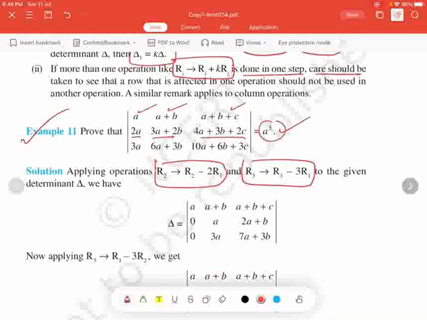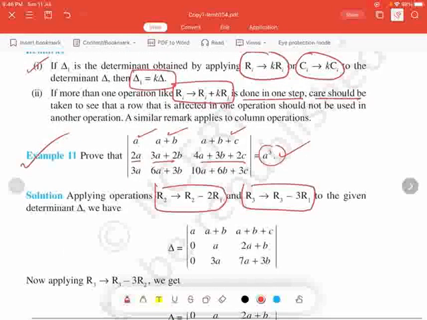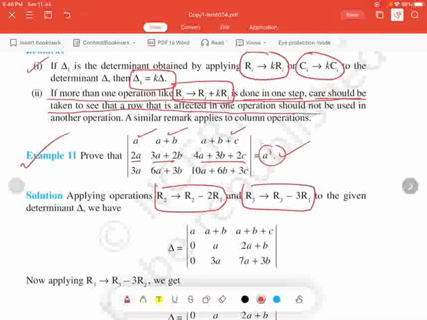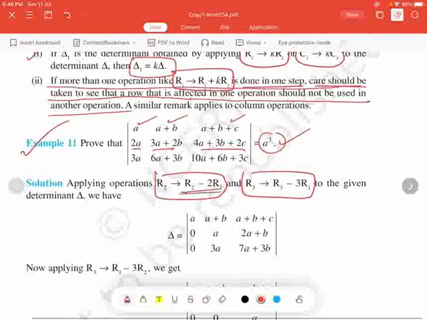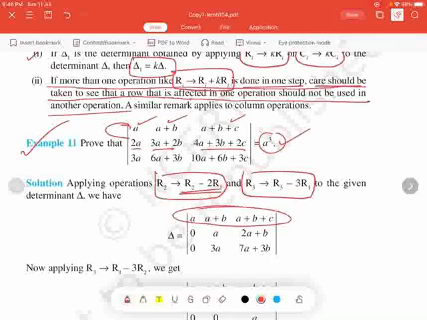There is no change in R1 here, the change is only in R2 and R3. So the remark here is: if more than one operation is done in one step, care should be taken to see that a row that is affected in one operation should not be used in another operation. So you have to take it carefully. Here R2 minus 2 times R1, R2 minus 2 times R1. So R1 is not affected, R1 remains unchanged.